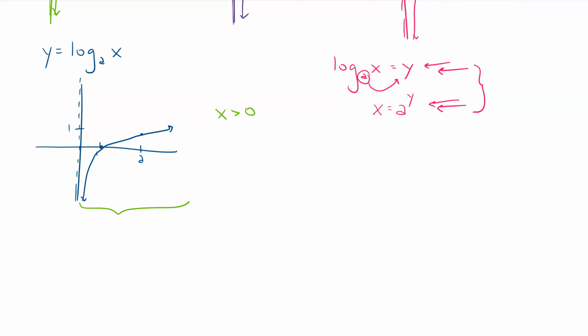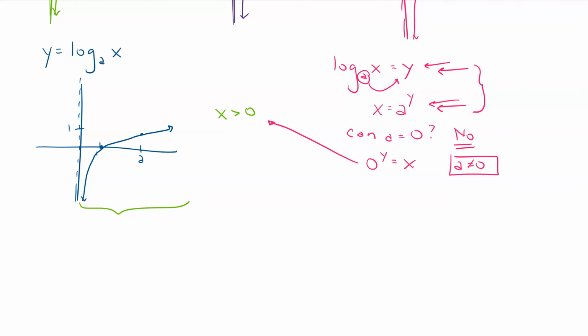And the question I have for myself is, can a equal 0? It's a good question. If a was 0, I would have a to the y equals x. So that means if y was 1, x would equal 0. If y was 2, x would equal 0. If y was 3, x would equal 0. But we just talked about how x has to be greater than 0. So can a equal 0? No, a cannot equal 0.